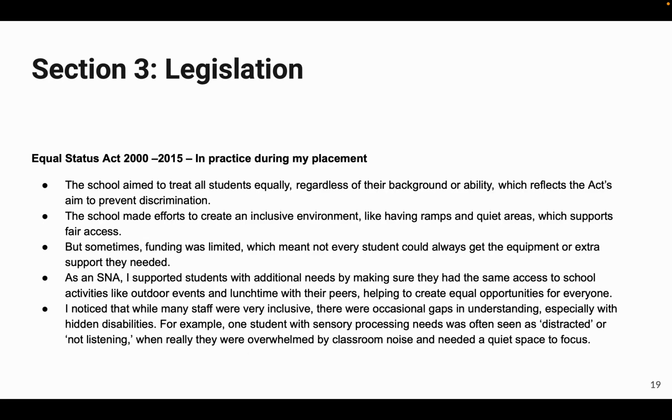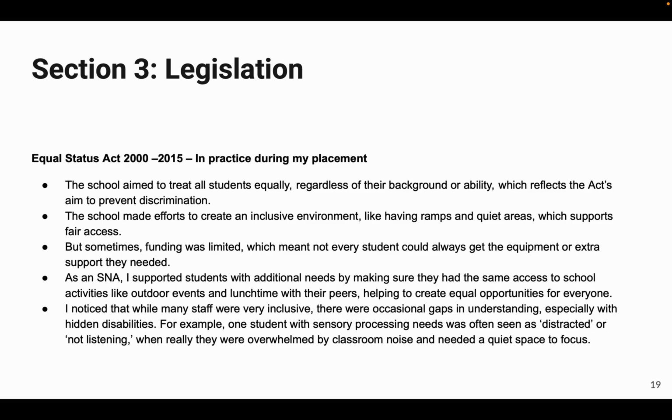The Equal Status Act 2000 to 2015 in practice during my placement. In my placement, the school aimed to treat all students equally, regardless of their background or ability, which reflects the Act's aim to prevent discrimination. The school made efforts to create an inclusive environment, like having ramps and quiet areas, which supports fair access. But sometimes funding was limited, which meant not every student could always get the equipment or extra support they needed.